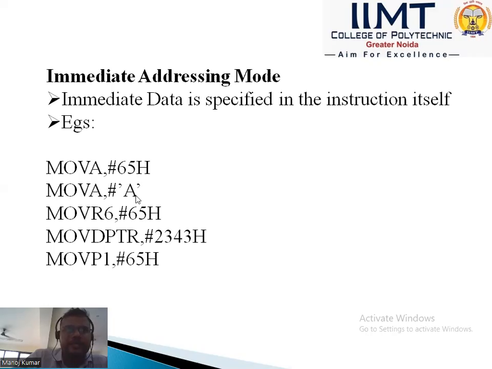MOV A, #65H. MOV R6, #65H. This is the data, 65H. MOV DPTR, #22343H. MOV P1, #65H. This is the programming of the immediate addressing mode, using A, B, R6, and different types of registers.